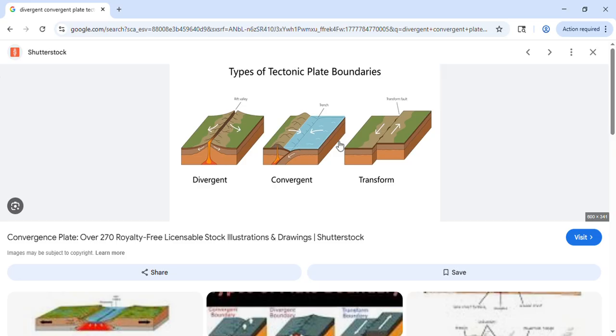So next point is transform plate boundaries. Here the plates simply slide horizontally past each other. No new crust is created or destroyed, but the friction causes massive earthquakes. The San Andreas fault is a classic example of this.